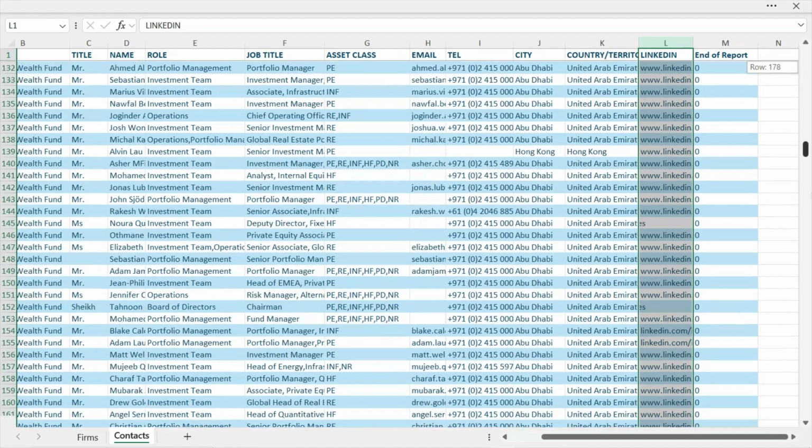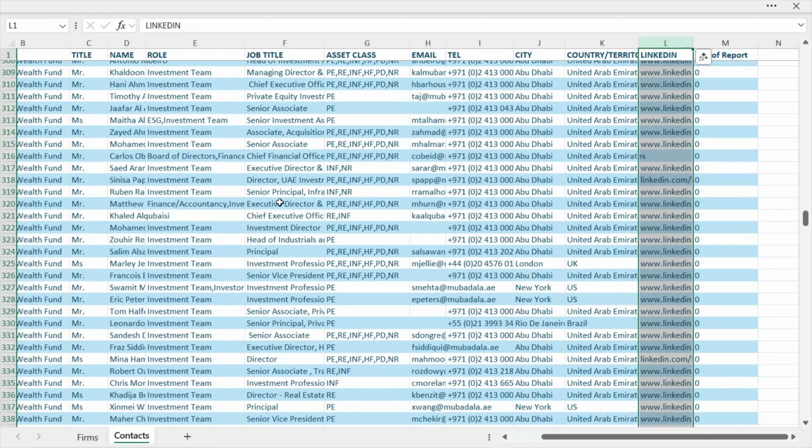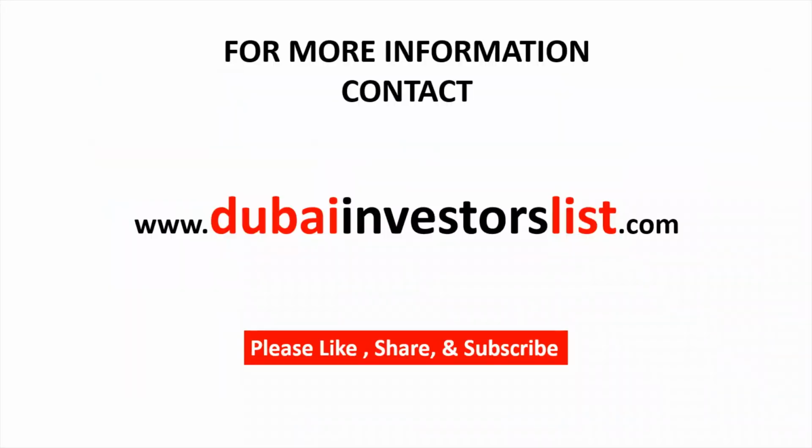So this is the perfect database for the client that I'm looking at that's raising $50 million, looking for equity, and based in the USA. So if you're looking for opportunities in the Middle East, this is how I pull my results from the larger database of 400,000 contacts.